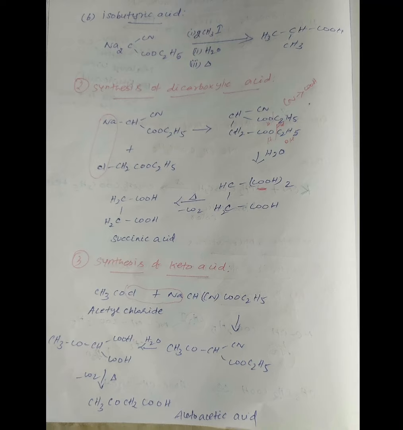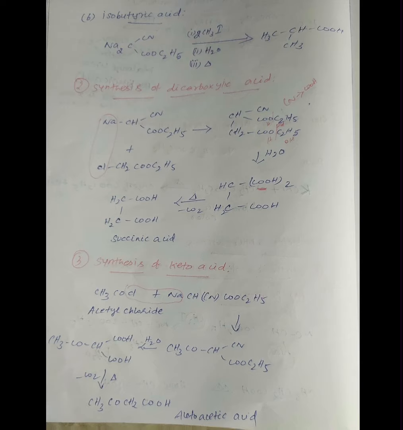Next, isobutyric acid. Here disodio-cyanoacetic ester is taken as the reactant. It reacts with 2 moles of methyl iodide because there are 2 sodium atoms. The 2 sodium atoms are replaced by 2 methyl groups, and it undergoes hydrolysis followed by heating to form isobutyric acid.